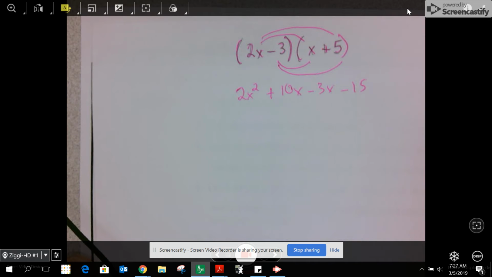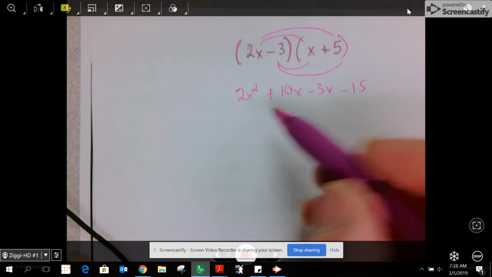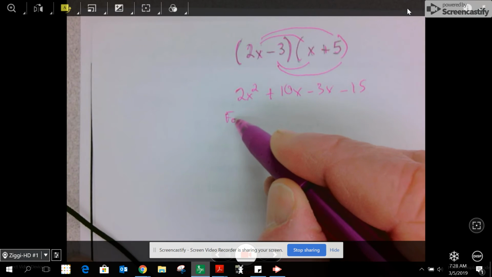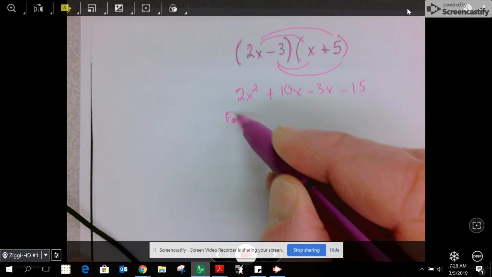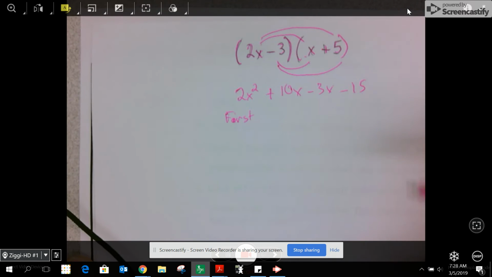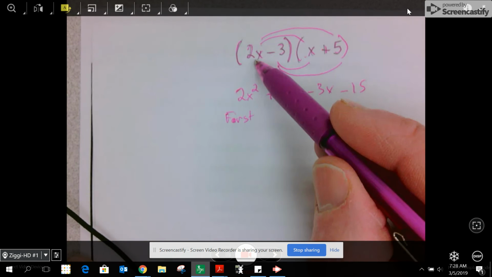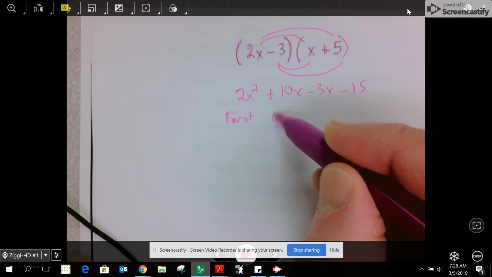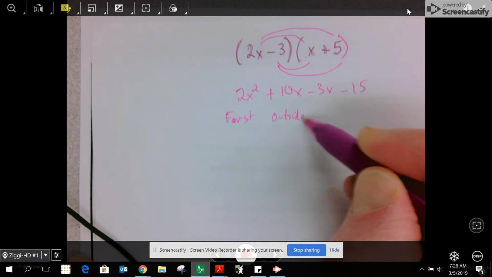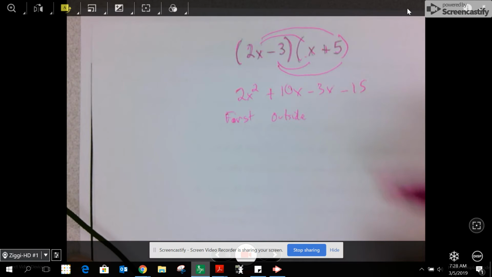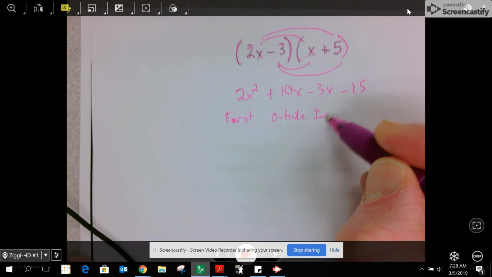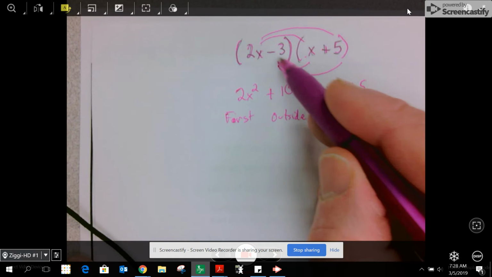Some people use the table. That's the same thing. But if you want to note something here, 2x times x is the first term being multiplied together. 2x times 5 is the outside term. Negative 3 times x is the inside term. And negative 3 times 5 is the last term.